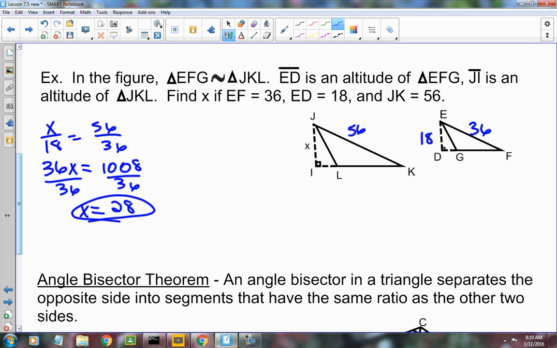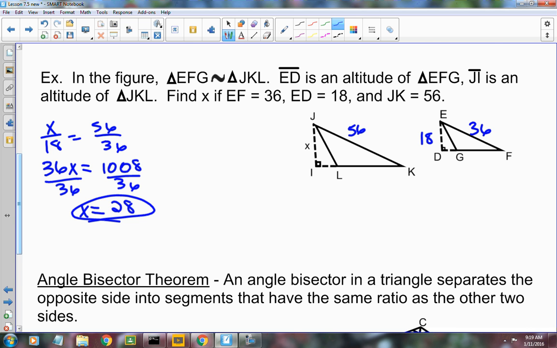Now, this has a 1 to 2 ratio with the altitude and the side length too, doesn't it? So could I have done that? I could have, right? 18 is to 36, this would have been 28 is to 56. But again, that wouldn't have given me my scale factor if it asked me for the scale factor. So the scale factor has to be a ratio of a pair of corresponding sides.